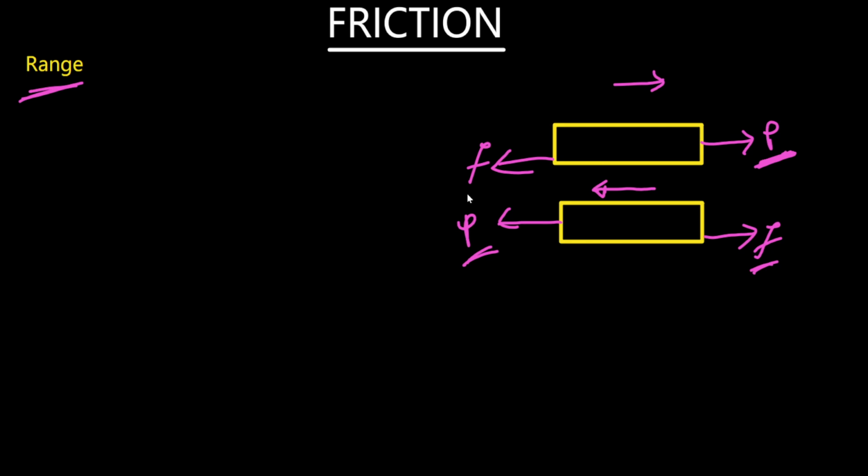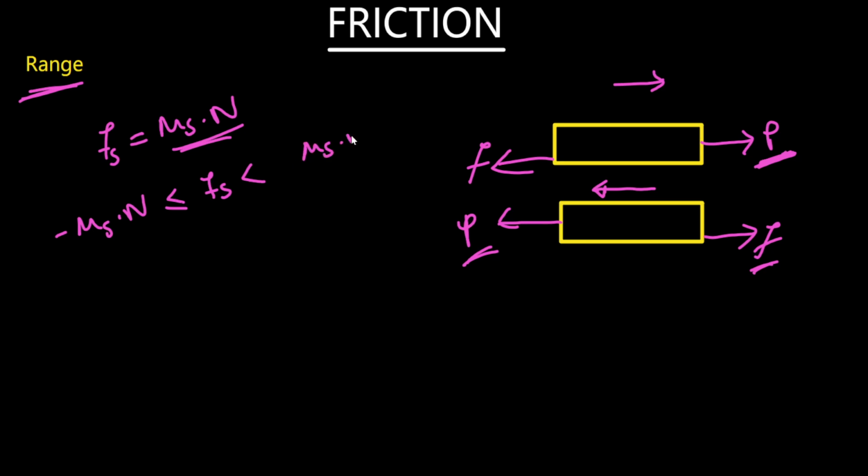So the maximum value of static friction, we know Fs maximum, was mu s into N. So its value will go from the negative direction to the positive direction. The range will be from minus mu s into N up to mu s into N, that is the positive one. This is the range of the frictional force.